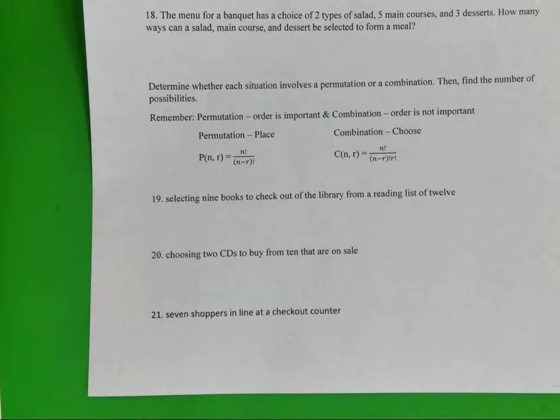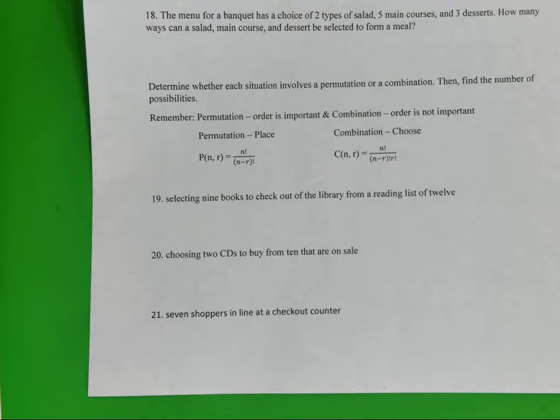Alright, so these permutation combinations. Remember, permutation is place, combination, you're choosing something. So number 19, I'm selecting 9 books to check out of the library from a reading list of 12. That's not choosing something, is it? So would that be a permutation or combination?